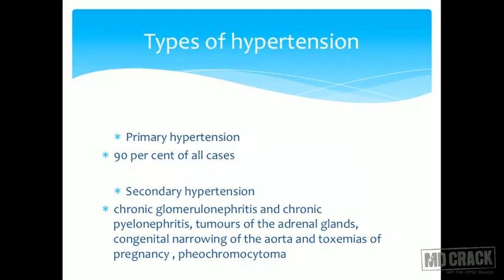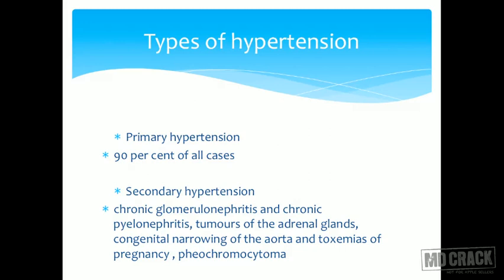Coming to the types of hypertension. There are basically two types of hypertension: primary hypertension and secondary hypertension. As you know, primary hypertension means hypertension which has got no cause, and secondary hypertension means hypertension which has got a secondary or a causal factor. So secondary hypertension basically has some other factor which is causing hypertension. Primary hypertension is the overwhelming hypertension that you know.